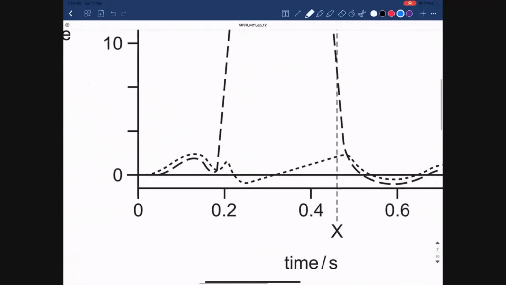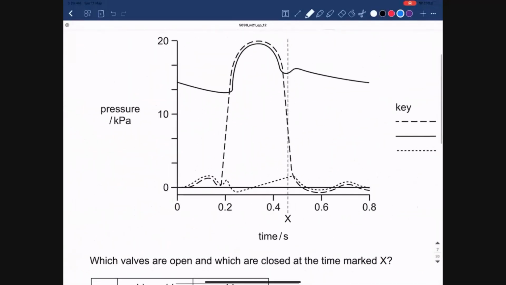So guys, wherever the graphs meet, the valves are opened or closed. You can make a point over here. This is the first intersection point; you can label it as A. This is the second intersection point; label it as B. This is the third intersection point; label it as C. And this is the fourth intersection point; label it as D.